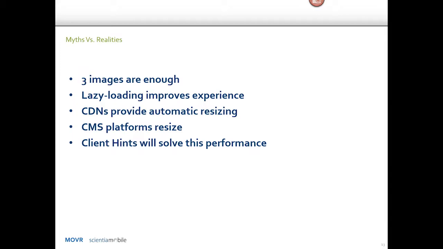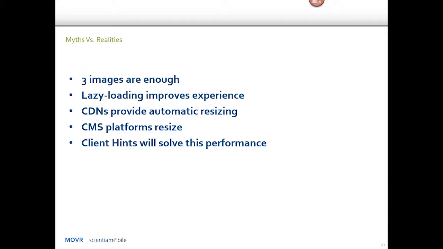Right. And I think with infinitely scrolling pages, lazy loading might make sense. But if you've got a relatively compact web page with a limited number of images, that sort of lazy loading approach, and breaking the preloaders, is probably not the way to do it.